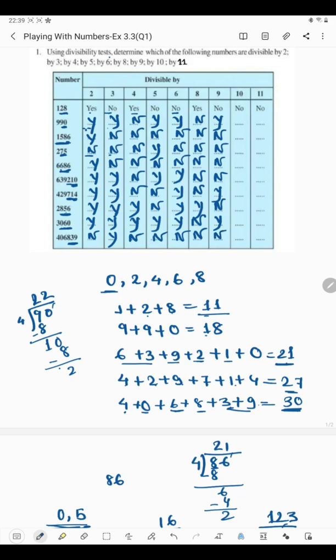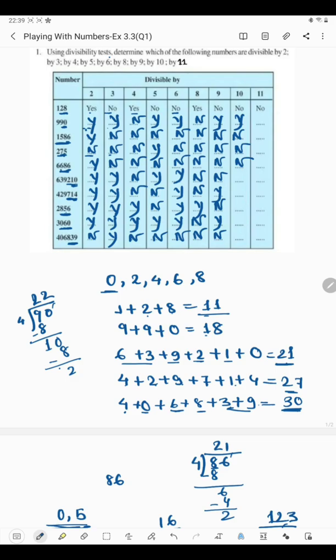Okay. Now next we have divisibility by 10, and according to the rule of divisibility by 10, if the last digit is 0, then it will be divisible by 10. Now here in number 128, the last digit is 8, which means it cannot be divided by 10, that's why here is given no. Now in the next one we have 0 at 1's place, so we will write yes. Again here in the third one, 1586, it cannot be divided by 10 as 6 is at 1's place. Now here also it cannot be divided. Now 6686 also cannot be divided by 10.